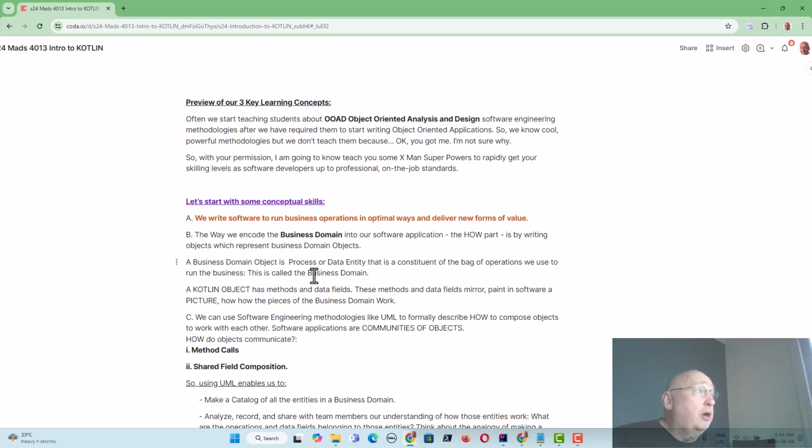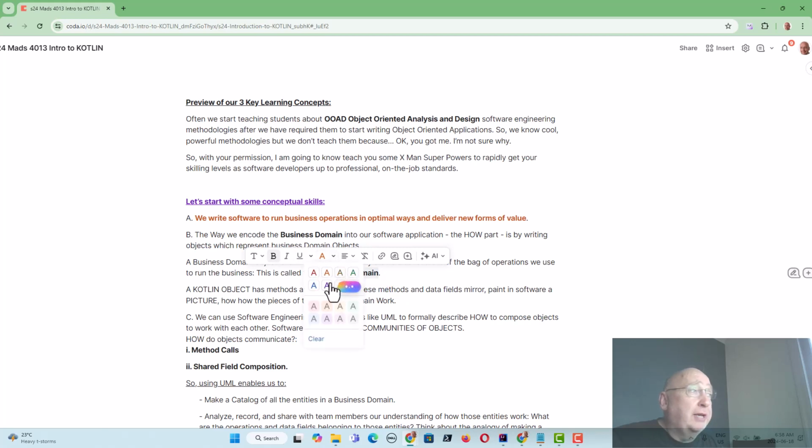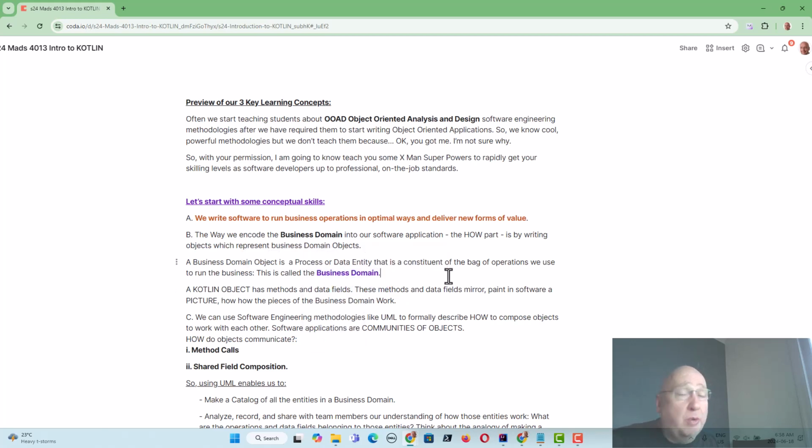So a business domain object is a process or data entity that is a constituent of this bag of operations we call the business domain. That is critical, right? Take out a piece of paper, write it down, do whatever it takes for you to process on that. Because later tonight, when we go and write objects in Kotlin, if you don't get it that ultimately those objects are tools for delivering operations in a business domain, then you'll be what we call a post turtle, right? If you ever see a turtle up on a fence post, you know somebody put it there, it didn't get there by itself.